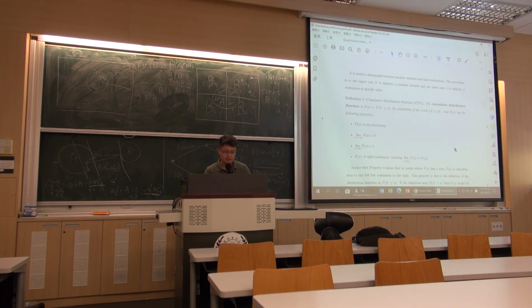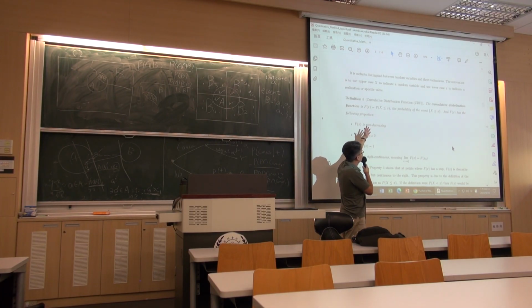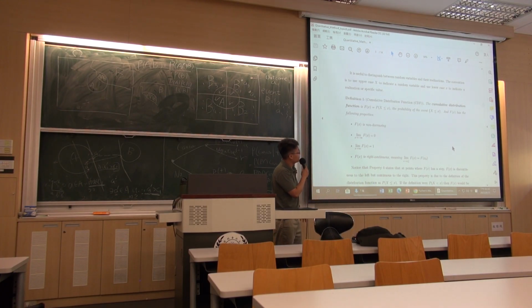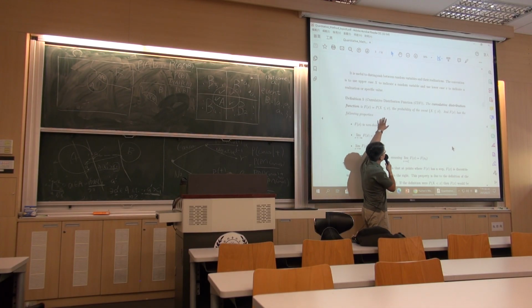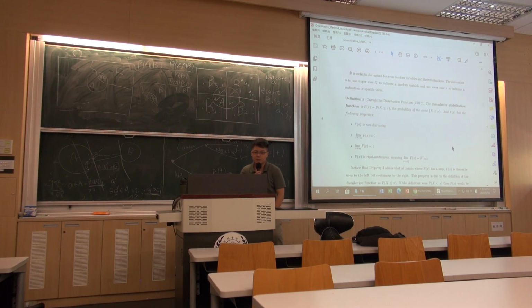Then there is the CDF, the cumulative distribution function. What does that mean? From the definition, it is a function F of small x that equals the probability that big X is smaller than or equal to x. This is the event we are interested in, and the function big F is just the probability of that event happening. It looks like this.